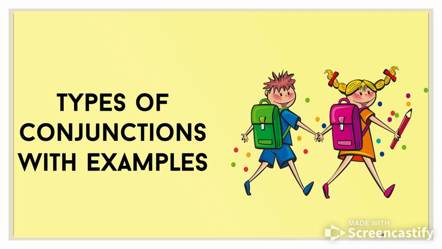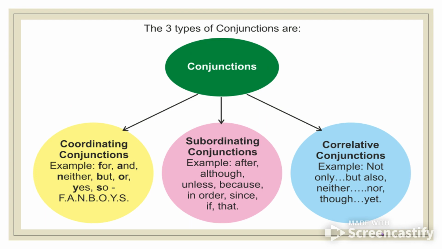So, what are the types of conjunctions along with some examples? To start with, there are three types of conjunctions altogether. The first is coordinating conjunction, the second is subordinating conjunction, and the third is correlative conjunctions. I'm sure you all have done conjunctions in your previous classes also. So I'm sure you are familiar with these terms.